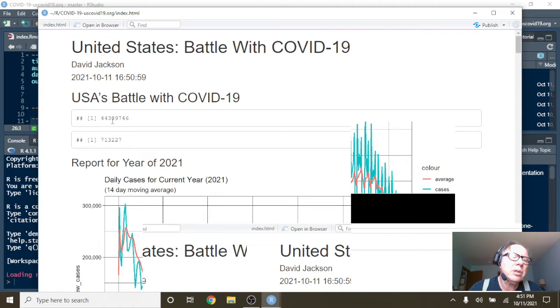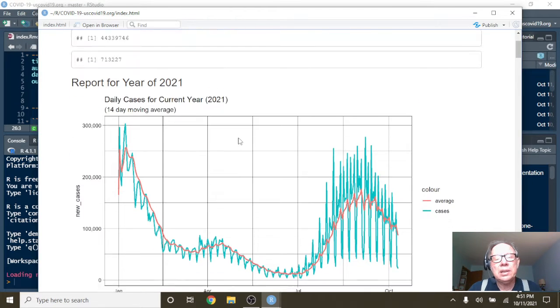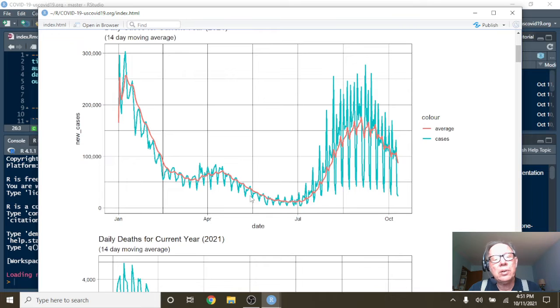And we can see here, since January of 2020, we've had 44.3 million cases, and since the very end of February 2020, we had 713,000 plus deaths. Now, what you can see here is the current year's numbers. A long declining pattern down to July, then we saw this big spike up in July.